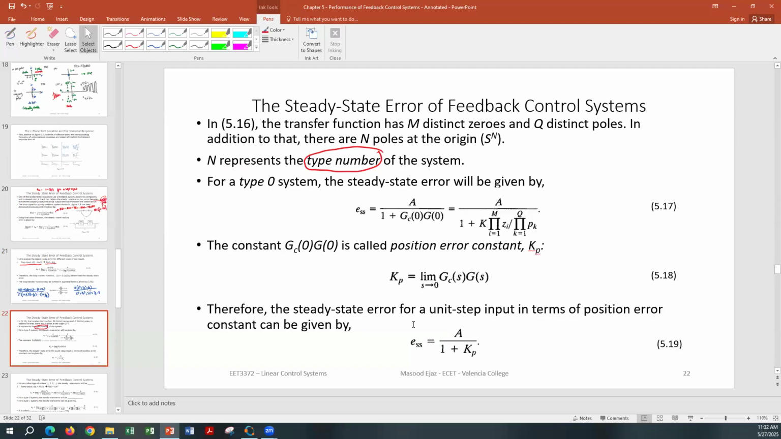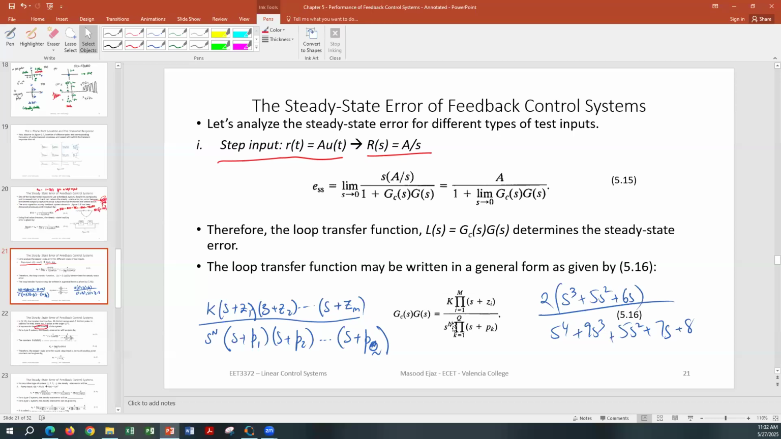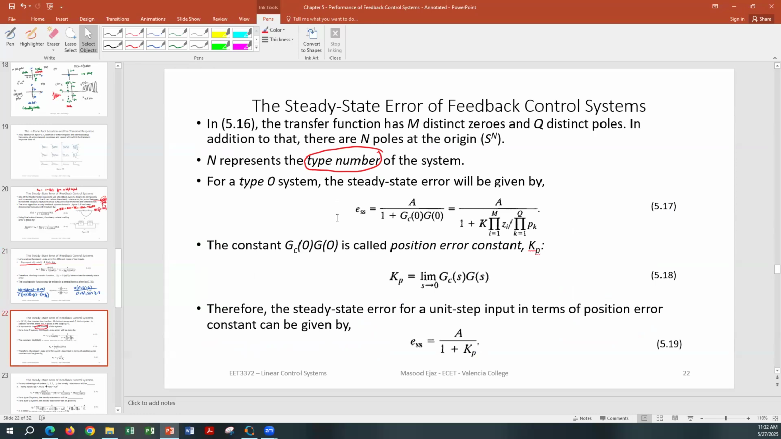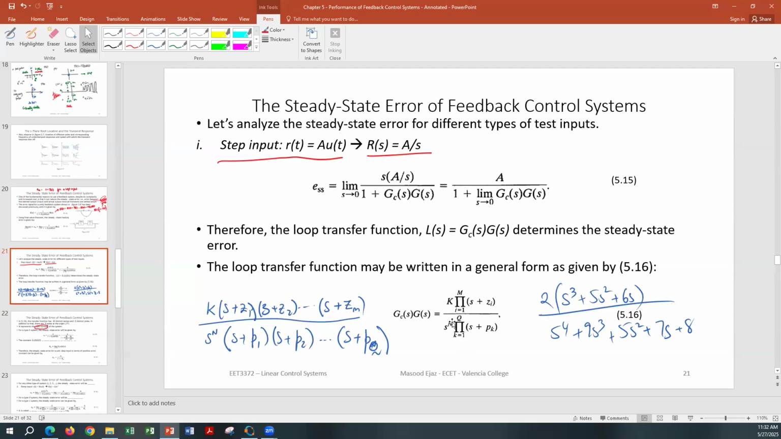So if the type number is 0, the type 0, that means n is equal to 0, that is, no pole at the origin. So for a type 0 system you have no pole at the origin, and your steady state error is given by A over 1 plus Gc(0)G(0), which is A over 1 plus K, multiple of all the zeros divided by multiple of all the poles. So again, if you go back here to Gc(s)G(s), we take s to the power 0, which is 1. So this whole thing is going to come over here.